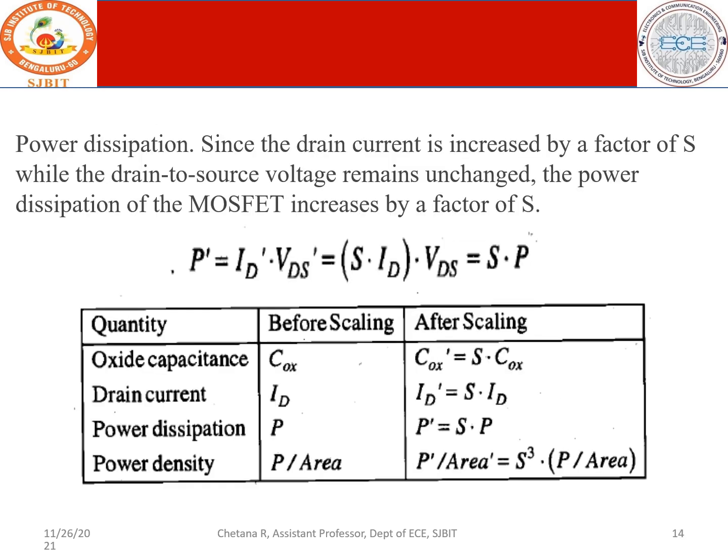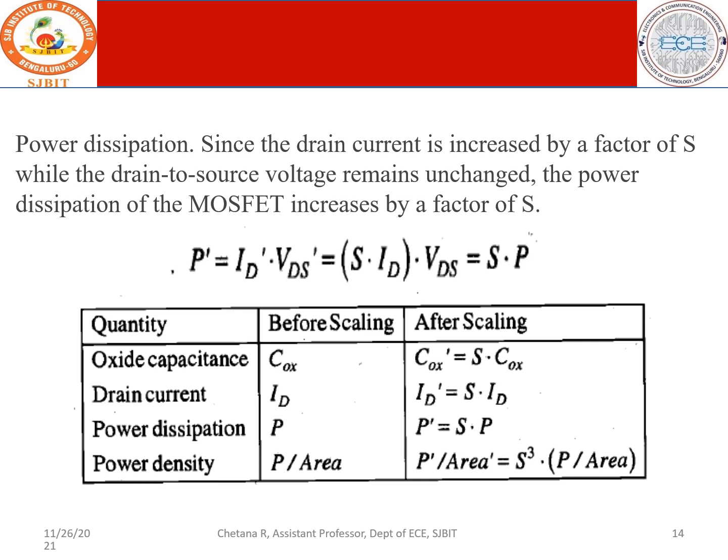Similarly, power dissipation, P is equal to I into V. So I is scaled by S. Just now we have seen VDS remains the same. So S into ID into VDS is S into P. So power is also scaled by, multiplied by S. It is enhanced. It is not divided. Oxide capacitance Cox is also scaled by S. Drain current is also scaled by S. Power dissipation is also scaled by S.